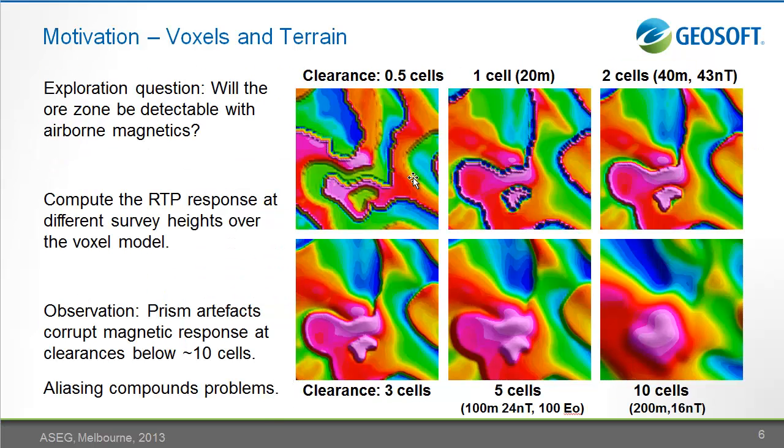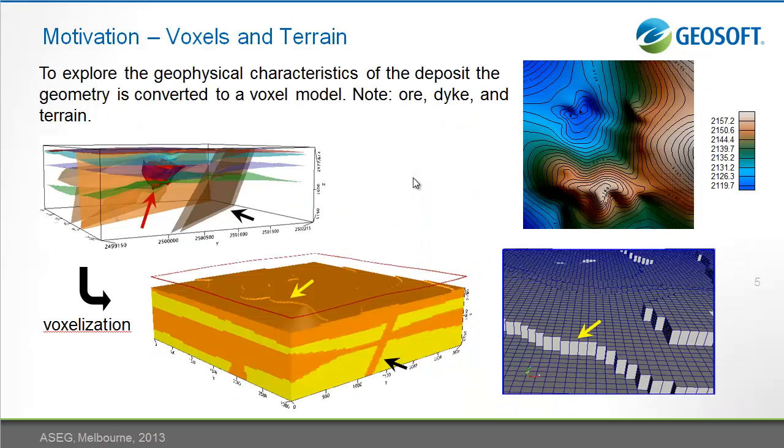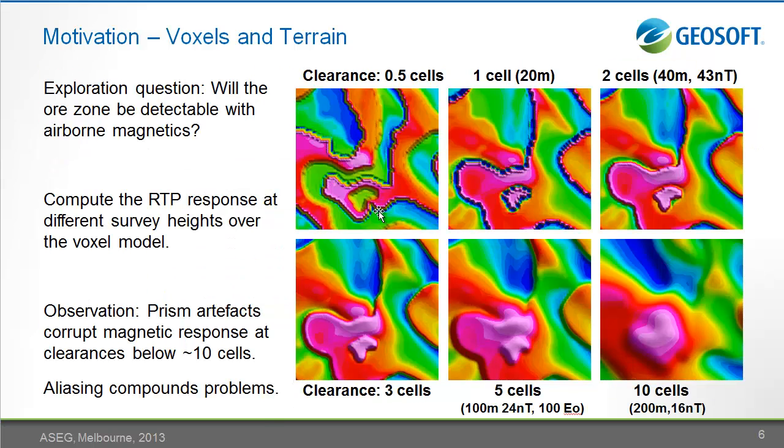Now, what we're going to do once we have this model is we're going to use it and calculate the RTP response over the top of the model for a typical airborne magnetic survey, and we're going to see what the response is to this particular VMS deposit and this geology. So we're going to see what we can see in that response. So we do that, and what I'm showing here is the result of that calculation, the RTP response over the deposit model at different heights, and so different clearances.